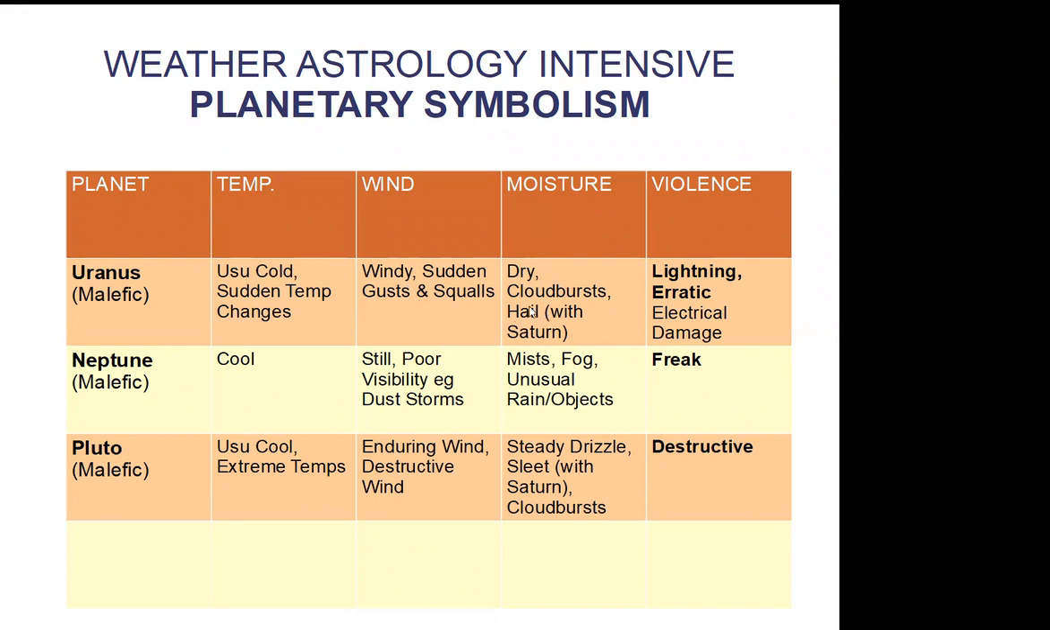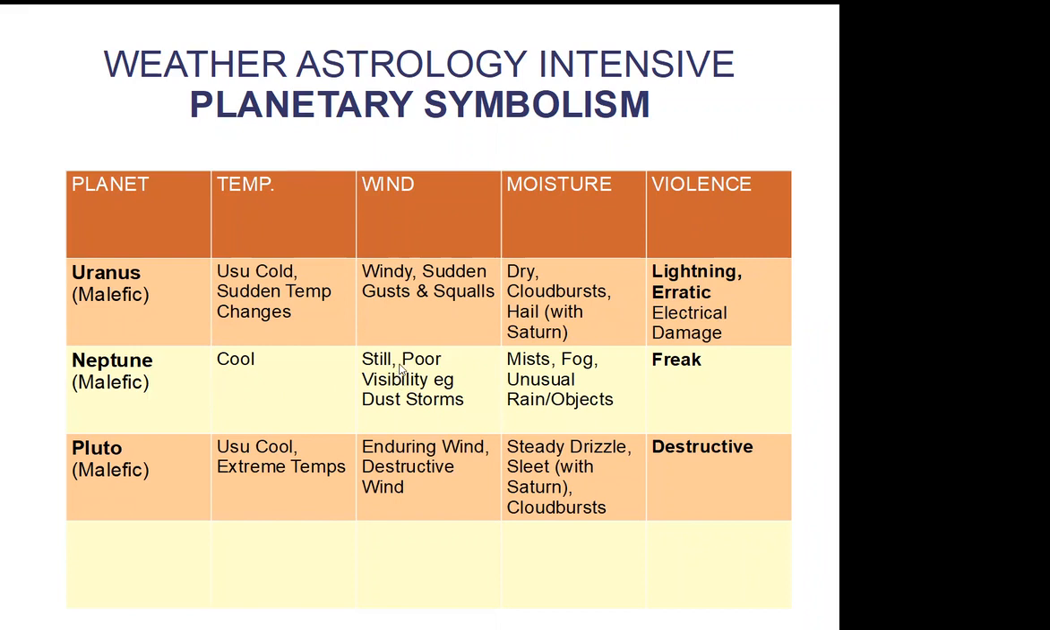Moisture-wise, it's dry. It can be involved in cloud bursts, and with Saturn, it can bring hail because Saturn is the freeze and the wetness. It is a violent planet. It brings lightning. It brings erratic weather, and it can do electrical damage in the atmosphere and magnetic damage, like in the old days with radio waves. It could interrupt that. Right, Neptune, it's cool. Wind-wise, it's still, but there's poor.